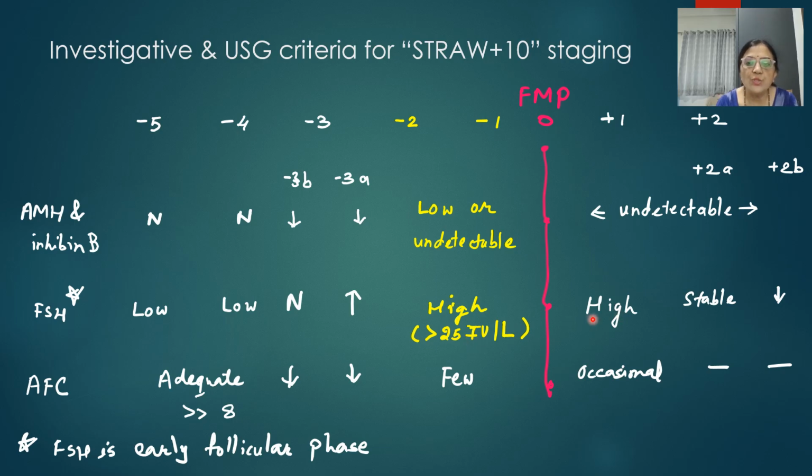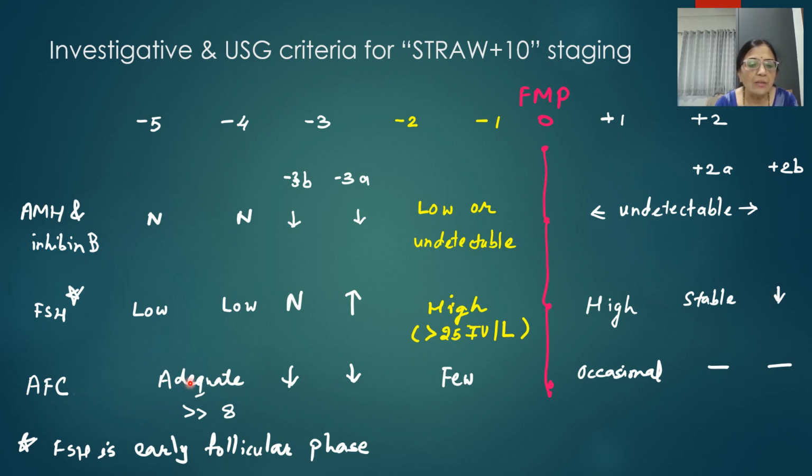FSH is high postmenopausally, it keeps on increasing postmenopausally. Then after 5 to 8 years, when the woman enters late postmenopause, the FSH value remains stable. It is rising in +1, it achieves a stable value, and after many years of menopause, it might show a decline also. What is happening to antral follicular count?